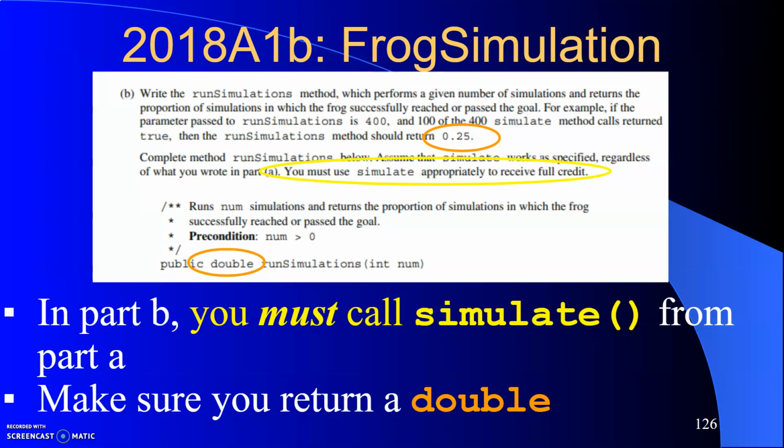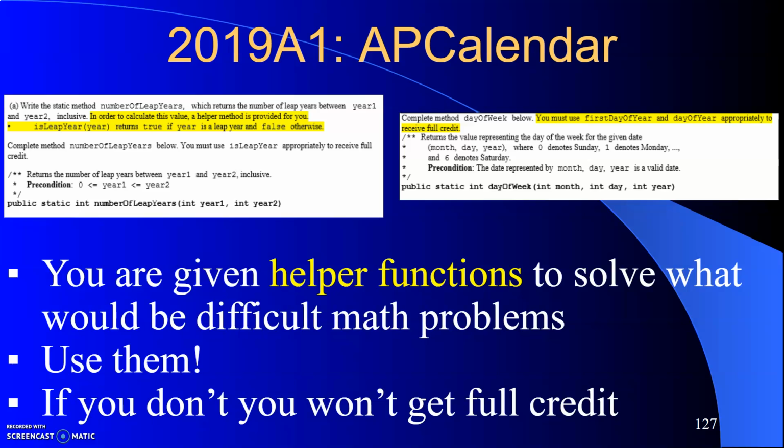So be careful here. We need to return a double. Num is an int, and it's very easy to count the number of trues as an int as well. So you're probably going to need to do some casting to make sure you get a good decimal number to return. Now, this is a really mathy one.